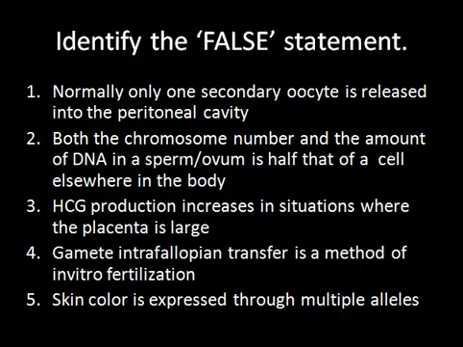So to come back to this statement, it says both the chromosome number and the amount of DNA in a sperm and an ovum is half that of a cell elsewhere in the body. So this is also true. The third statement, HCG production, human chorionic gonadotropin production, which is produced by the placenta, increases in situations where the placenta is large. This is also true because HCG production increases where there are twins. If they are twins, obviously the placental size will be large.